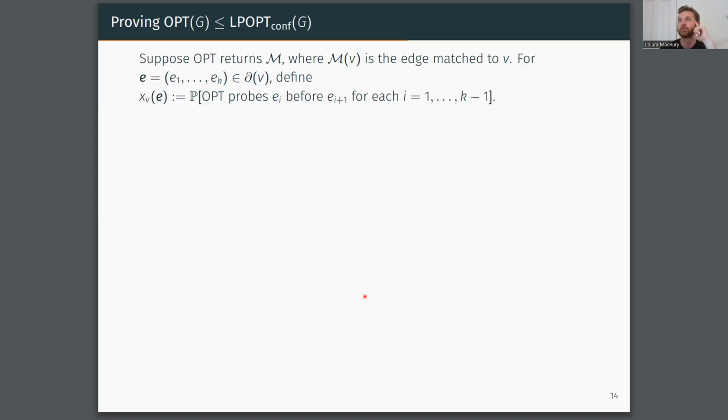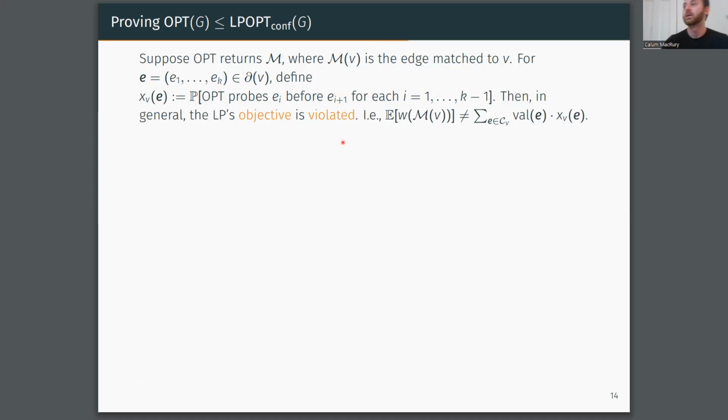Okay, so how do we prove this statement? Well, the natural thing, based on the loose interpretation I gave of the LP, is to consider the matching returned by the adaptive benchmark, and define the decision variable to be the likelihood that the committal benchmark probes the edges of E in some order. It doesn't have to be exactly contiguous, just that E_i is probed before E_{i+1}.